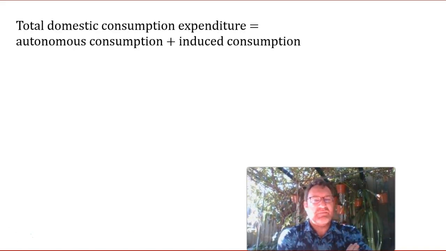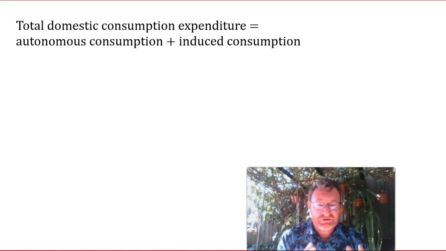When we talk about total domestic consumption expenditure at any given level of output, because at different levels of output or different levels of national income, consumption spending will be different, we say that there are 2 components to it. There's an autonomous component of consumption expenditure, which is not determined by the level of GDP or the level of national income. It's fixed in a sense. There'll be a certain amount of consumption which will occur no matter what the level of income is. And then there's induced consumption, and that depends on the level of income in the economy.